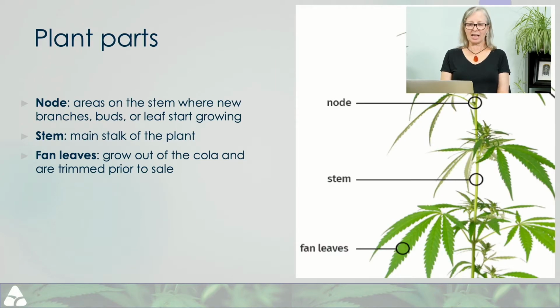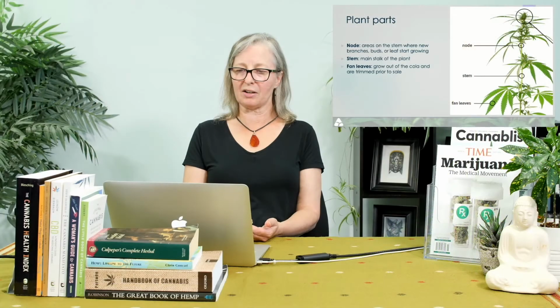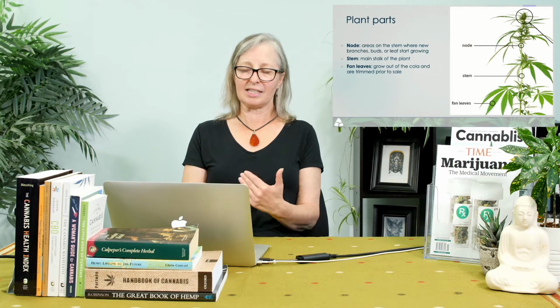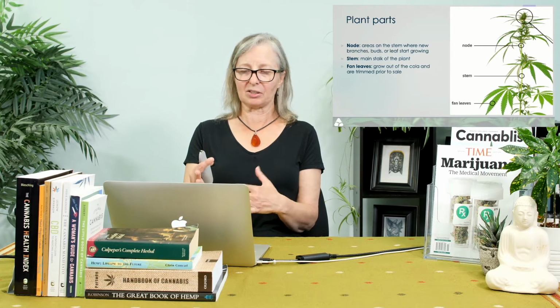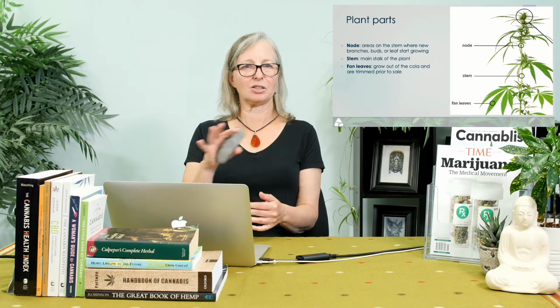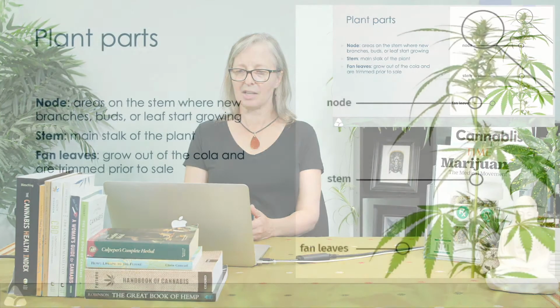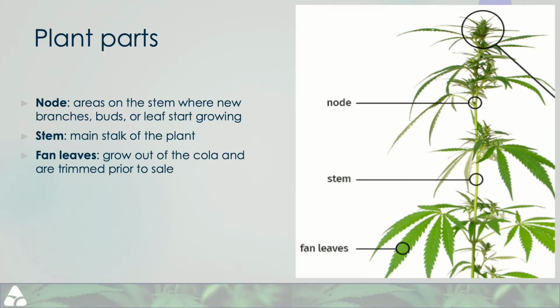So let's take a look at the plant parts. Here we have a picture of a stem. It's a little bit spindly looking, but it's stretched out like that so we can look at some of the individual parts. So the node is that area where a branch or a bud or a leaf starts growing out of the stem. That's called the node area. The stem, of course, is just the main stalk of the plant itself.